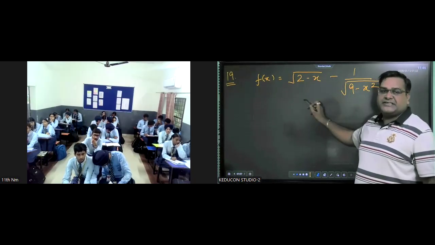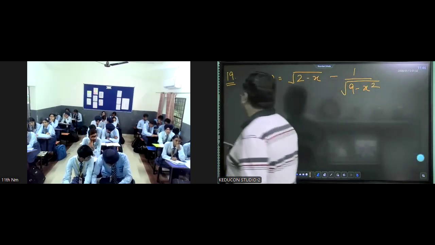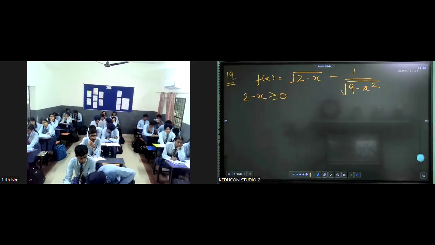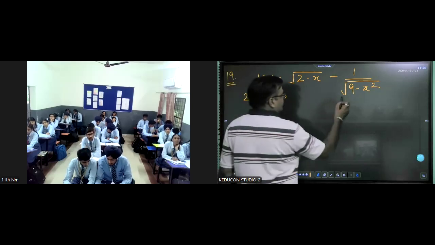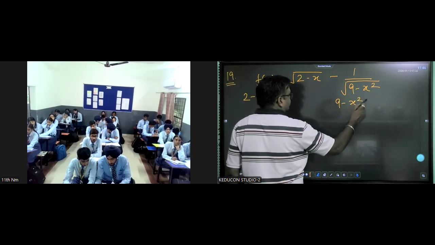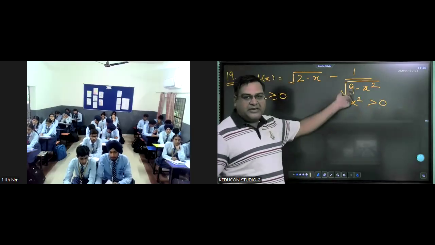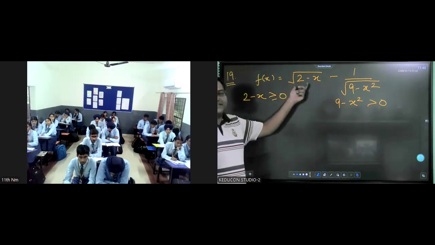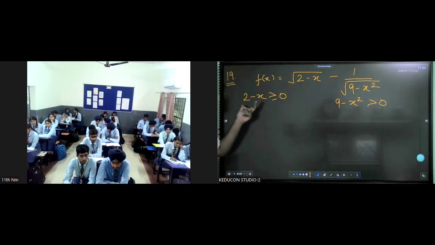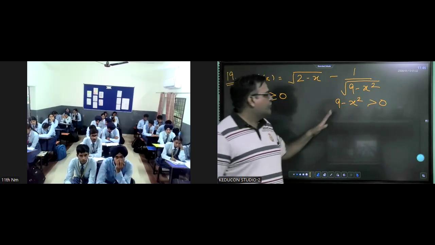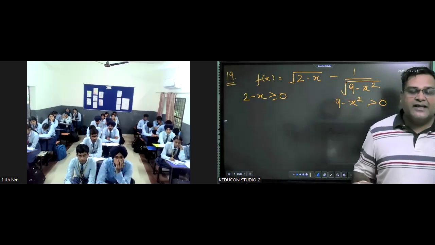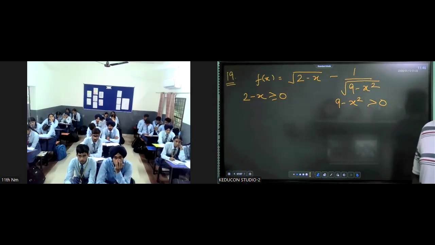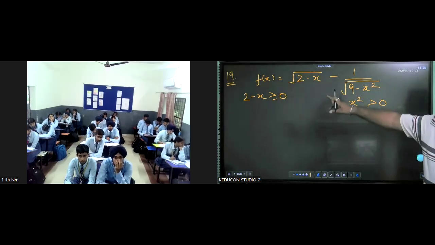Now this function is in the square root, so you have to solve two inequalities. One is this inequality, another is this one. What will it become? Since it is in the denominator, it has to be greater than 0, it can't be equal to 0. But here it is in the numerator part, so this inequality should be greater than or equal to 0. Now solve these two inequalities and find the intersection of both. That will be your domain. Right? So what will be the solution of the first one?